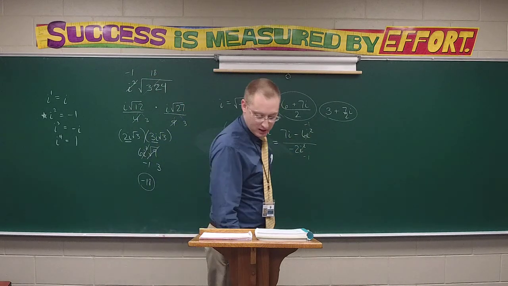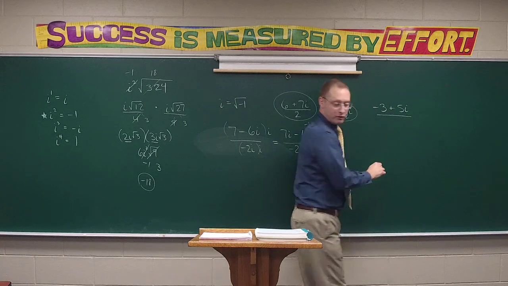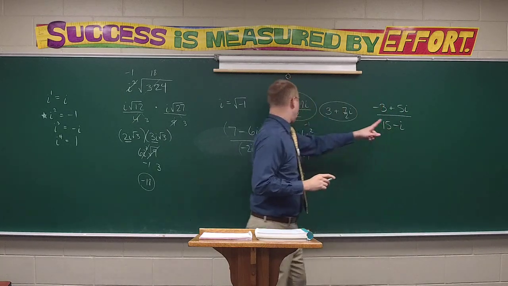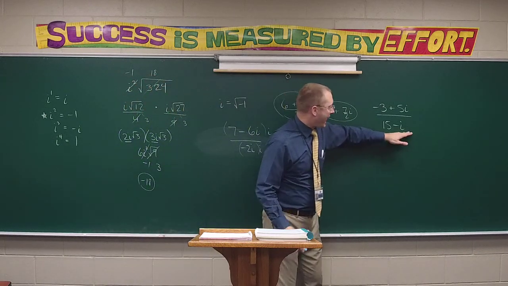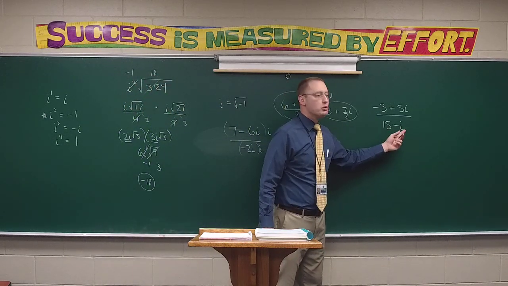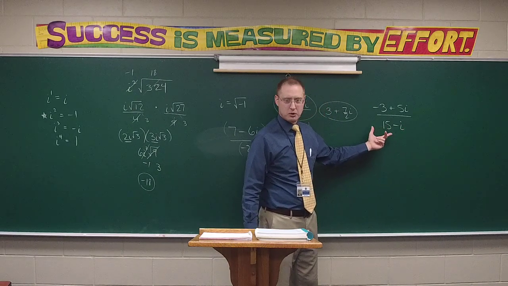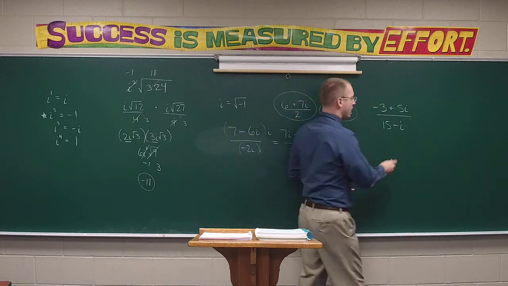Again, it's been a long time since we've done this. The next one was infinitely more annoying. We had a -3 plus 5i all over 15 minus i, right? Yeah, 15 minus i. And here, again, i is the square root of -1. So I've got a radical in the denominator, but I've got 2 terms. What do we do when we have a 2-term radical denominator to rationalize it, Audrey? Multiply by the opposite.